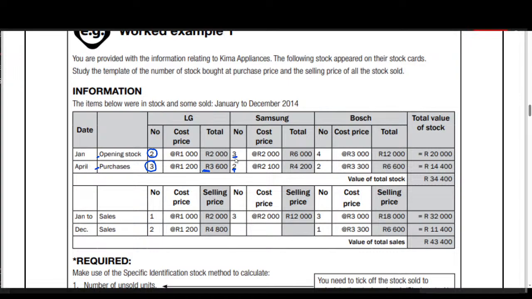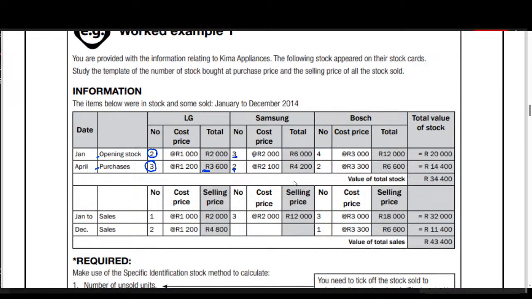Out of these 3 items, 1 item here was 2,000. Hence, we have a total of 6,000. These items that we bought during the year, 1 item was 2,100. Hence, we have a total of 4,200.